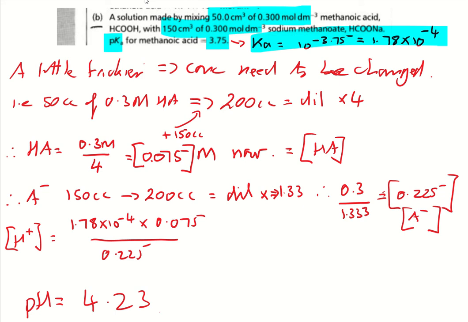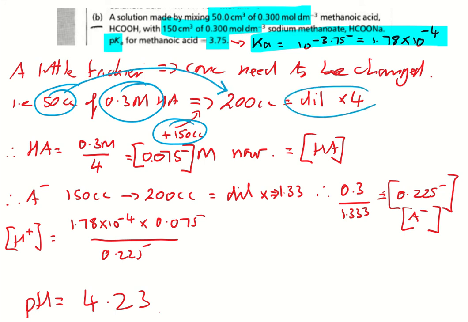Right, so what's the trick here? Well, the trick is, if I start off with 0.3 molar acid, and I have 50 cc's of it, and I add 150 cc's of another solution to it, I'm going to change the concentration of that. So essentially I'm going from 50 cc's up to 200, so I'm diluting it by a factor of 4, which means if it was 0.3 to begin with, the new concentration of it is 0.3 divided by 4. It's 4 times as dilute because I've increased the volume from 50 up to 200. So that's what you had to cotton on to.